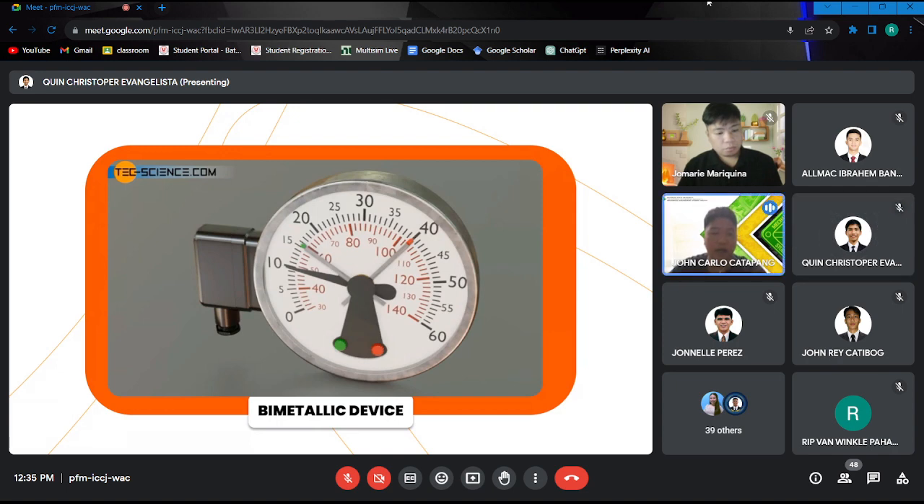So yun nga po, kapag nakakaramdam po ng init yung ating bimetallic device, nakita naman po natin na nagro-rotate po ito and tumataas po yung ating gauge. Next po.